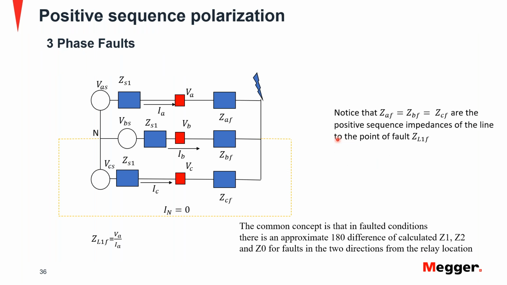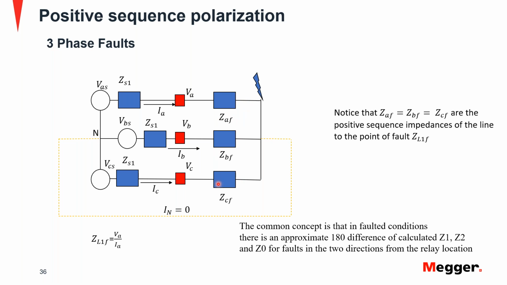In the case of a three-phase fault, it is important to notice that we have the positive sequence impedance of the line to the point of fault, which are the impedances that are used to determine the fault current.